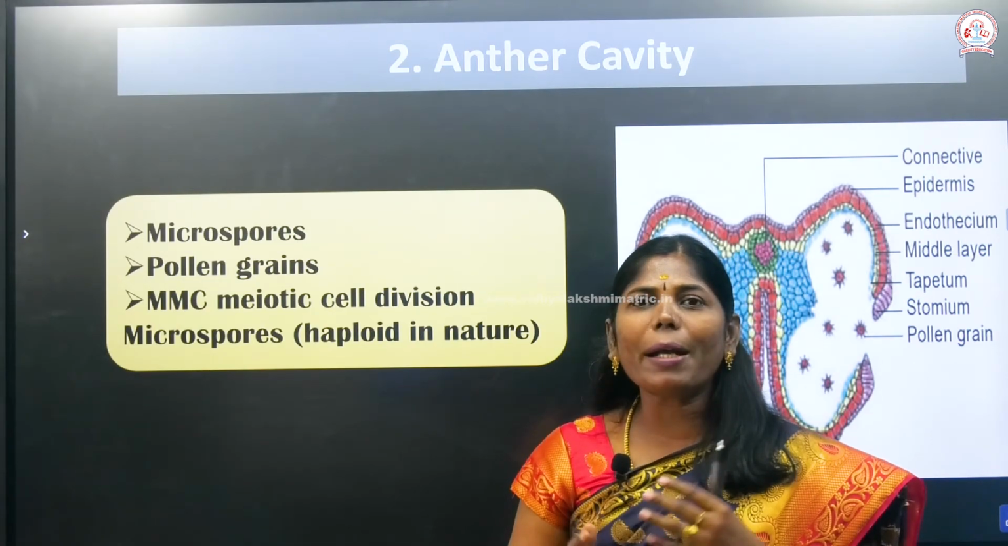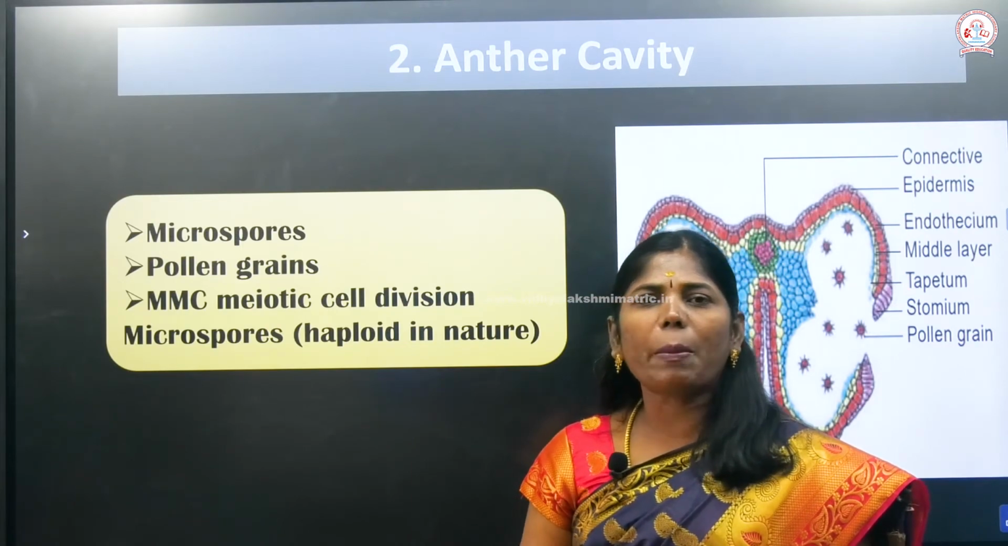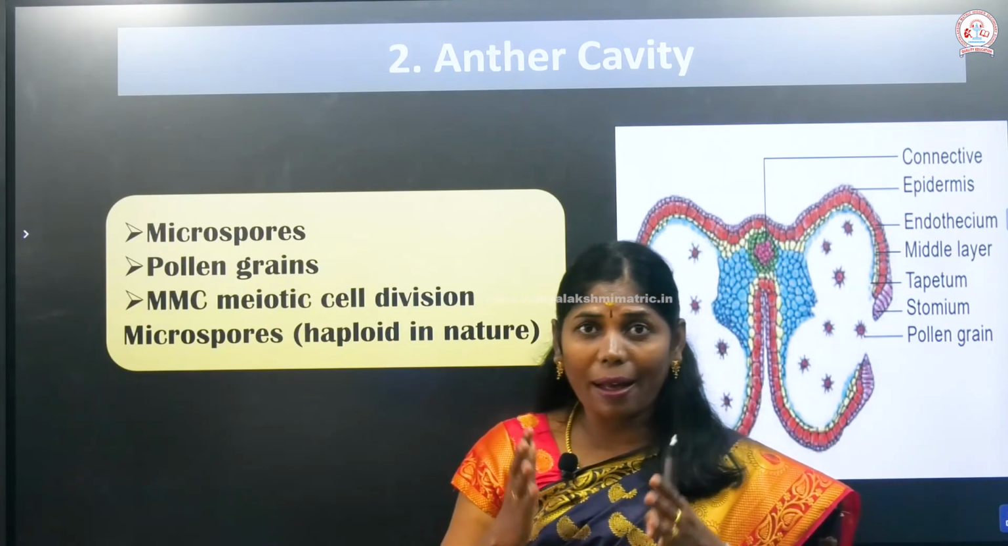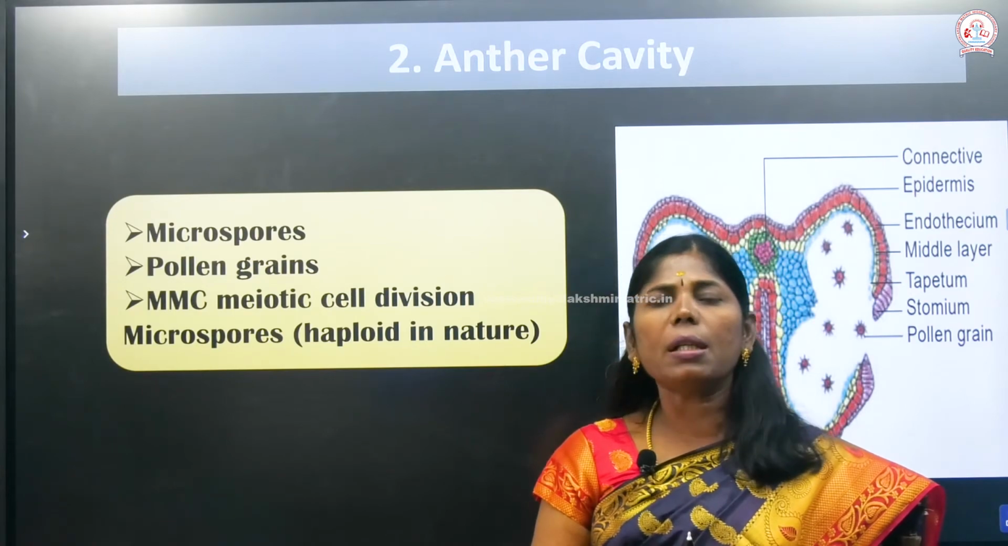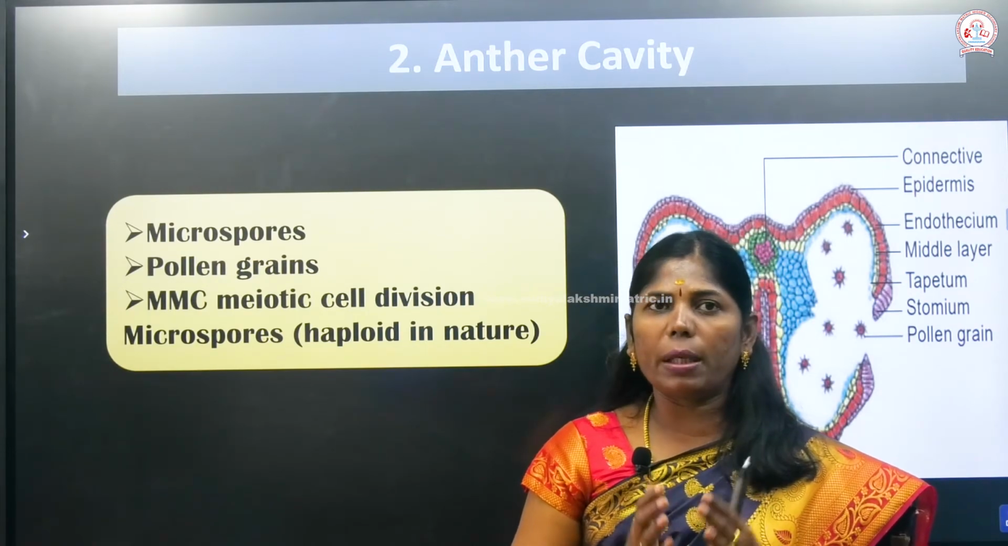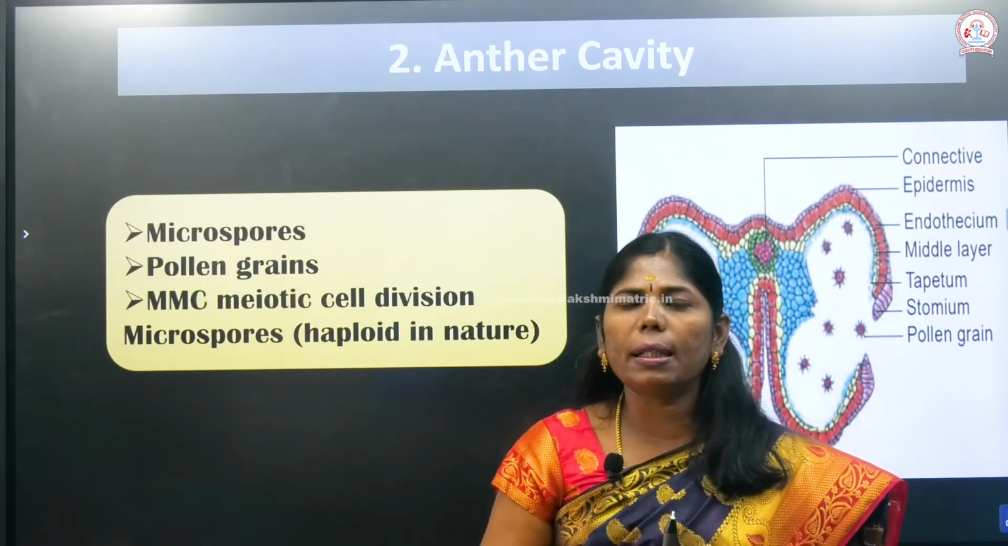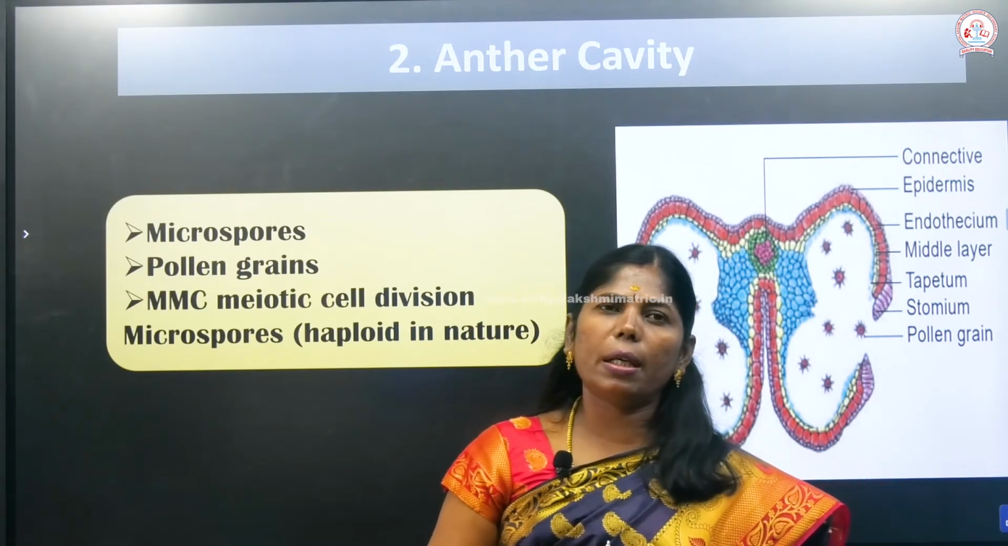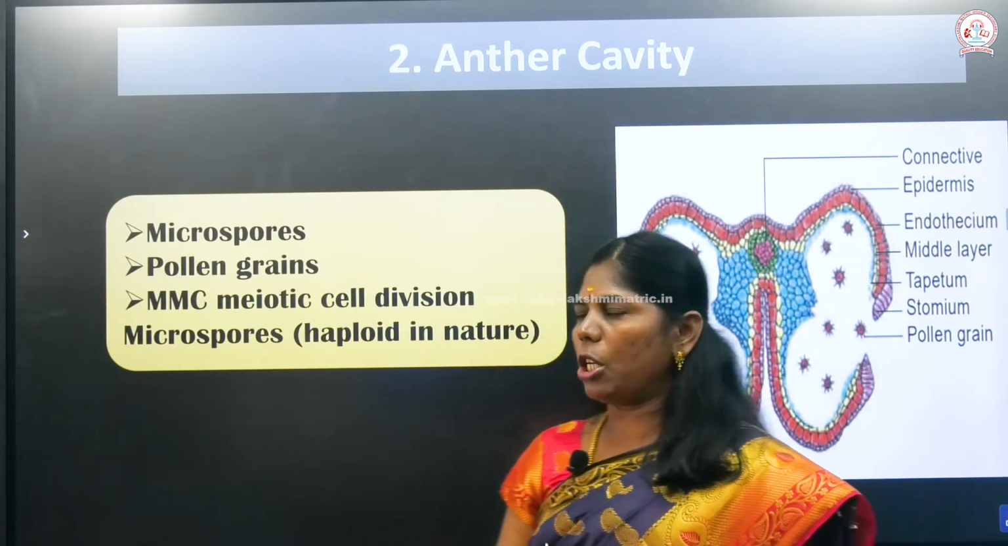Okay, we know very well how the microspores are formed. The haploid microspores are formed from the diploid microspore mother cell through meiotic divisions. So microspores are haploid in nature.